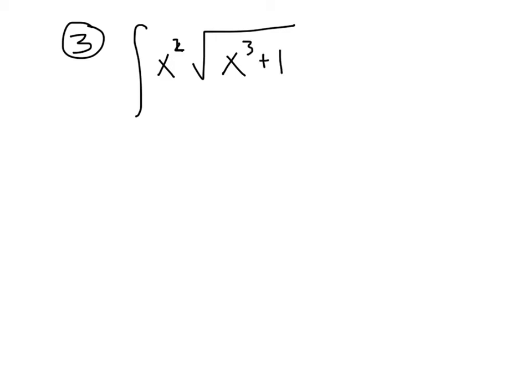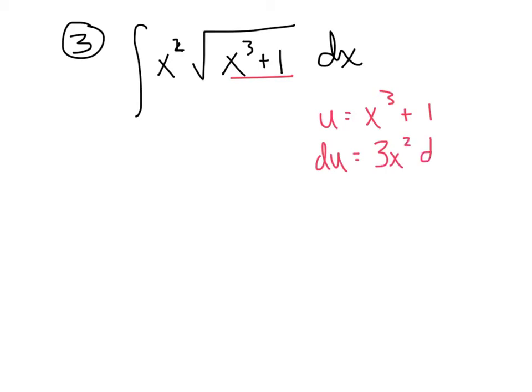So we've got an x squared on the outside, and then I've got radical x cubed plus 1. Identify your inner function. I would say that the x cubed plus 1 is my inner function, and the derivative with respect to x. Notice I did comment on the last one that I just instantly moved my dx to the other side. And now we're going to solve for dx. So du over 3x squared is equal to dx.